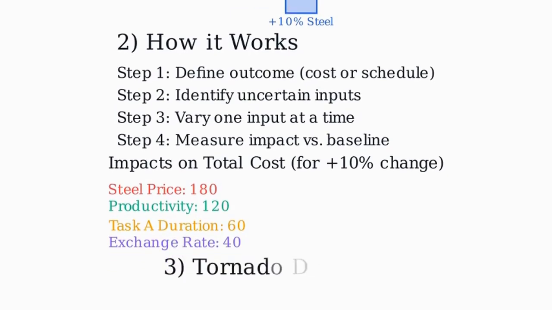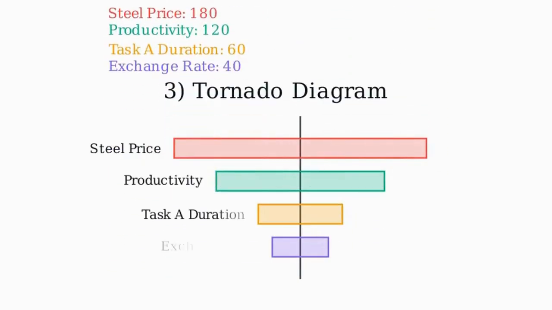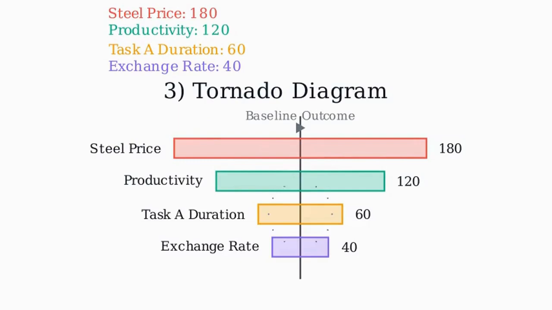Now, the tornado diagram ranks inputs from most sensitive at the top to least sensitive at the bottom. Longer bars mean larger impact on the outcome. Interpretation. The top bar, steel price, is the longest, so it has the largest potential impact. This is where we focus first, for example, by locking prices or finding alternatives.